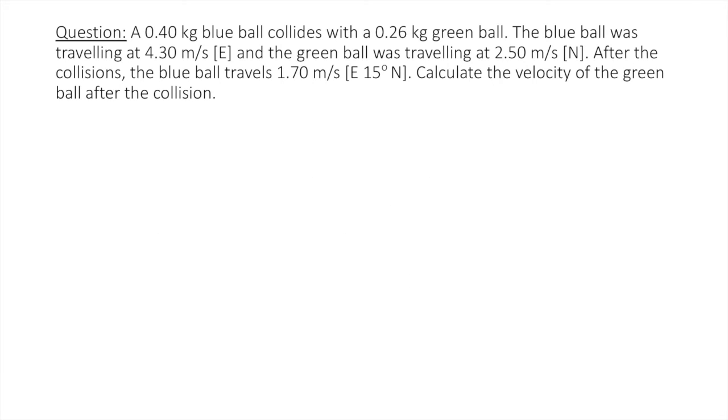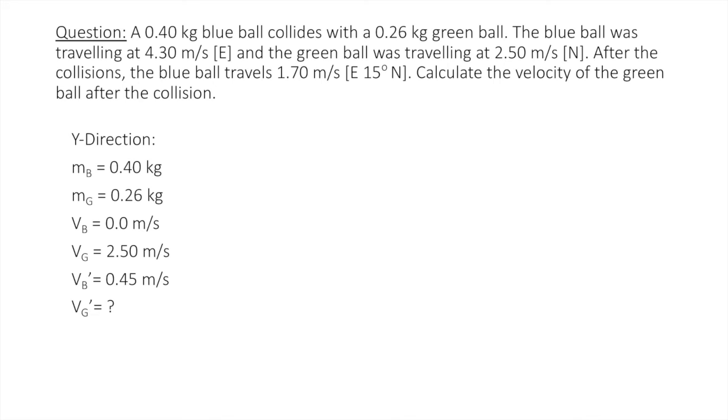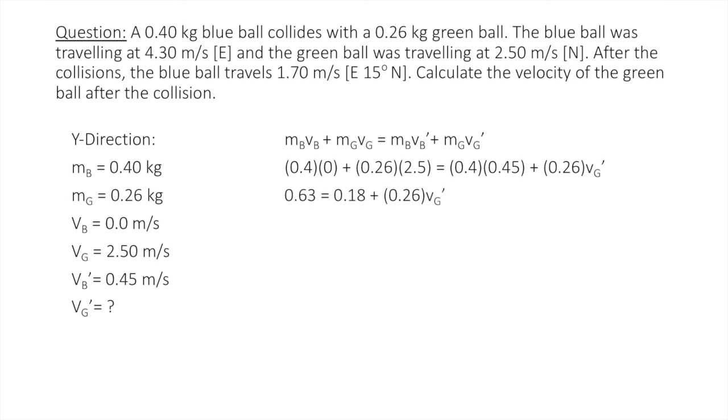After you have finished with the x direction, repeat the exact same process for the y direction. For the y direction, you're given the following information. Vb is 0 because the blue ball does not move in the y direction, it only moves in the x direction. After you have set up your equation, just plug in the variables that were given to you in the question and rearrange for Vg prime, as shown here. Your final answer should be Vg prime is equal to 1.73 meters per second north.